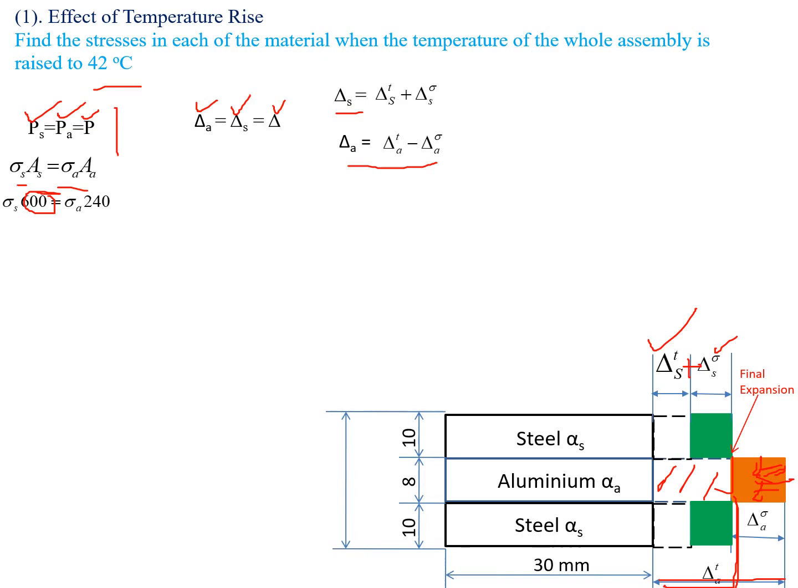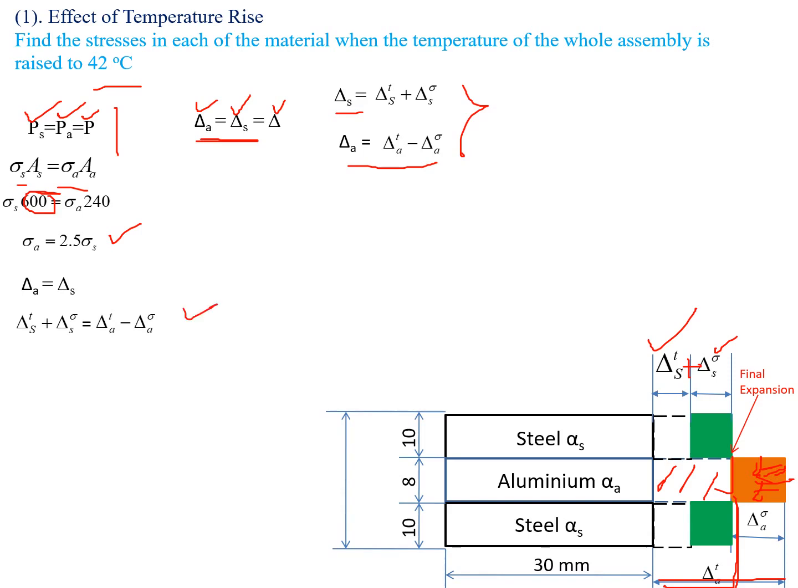For aluminum, we know that 8 into 30 is 240. So from this we can say that sigma A equals 600 divided by 240, which is equal to 2.5 sigma S. Next I have to go for the second equation, that is, the final expansion in the aluminum and the final expansion in the steel are both equal. So substitute this delta S and delta A in this equation.